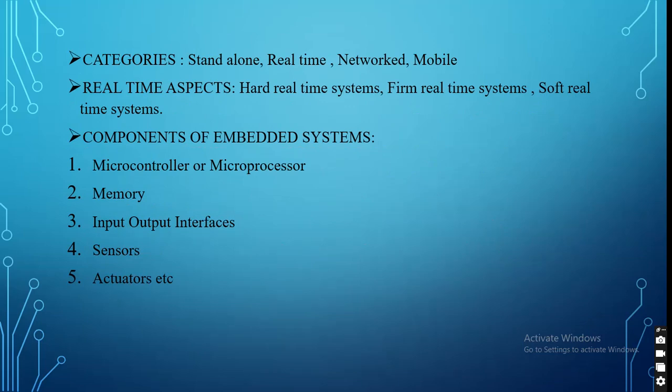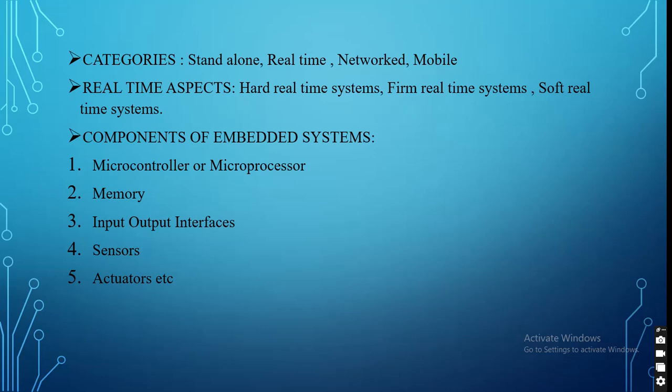The different categories available are standalone, real time, networked, and mobile. Standalone has two subcategories: slave and independent. Real time reacts according to time. An example is the airbag. Networked, wireless systems are connected over the network. Examples are ATM machines, routers, and home security systems.